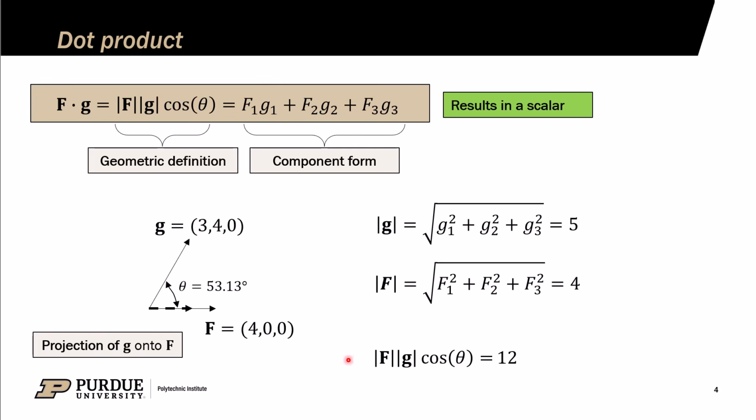Now, one thing I want to point out is that g cosine theta, theta being the angle between the two vectors, is the projection of vector g onto vector f. So in this case, where f is lying along the x-axis, the projection of g onto f happens to be the x component of g. It's 3. So if I take g cosine theta, I end up with a value of 3 and multiply that with the magnitude of vector f. So 3 times 4 is 12.